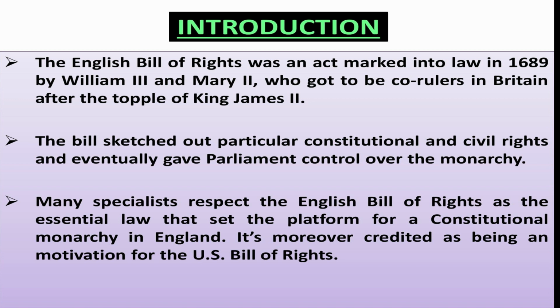Introduction of the topic. The English Bill of Rights was an act signed into law in 1689 by William III and Mary II, who became co-rulers in Britain after the toppling of King James II. The bill sketched out particular constitutional and civil rights and eventually gave Parliament control over the monarchy. Many specialists regard the English Bill of Rights as the essential law that set the platform for a constitutional monarchy in England. Moreover, it is also credited as being a motivation for the US Bill of Rights.